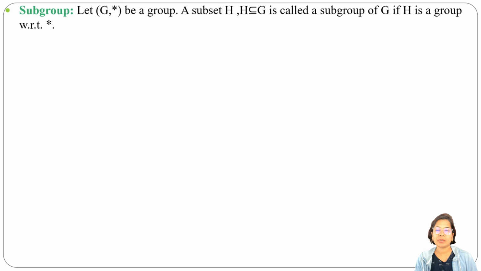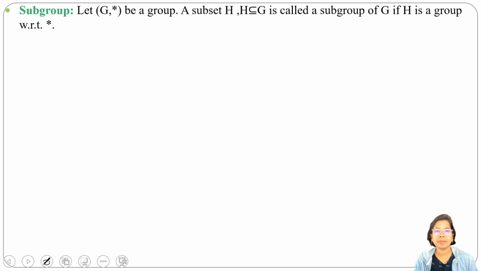Let G be a group. A subset H of G is called subgroup of G if H is a group with respect to star. Means if G is a group with respect to this binary operation, then H must be a group with respect to this same binary operation and H should be a subset of G.